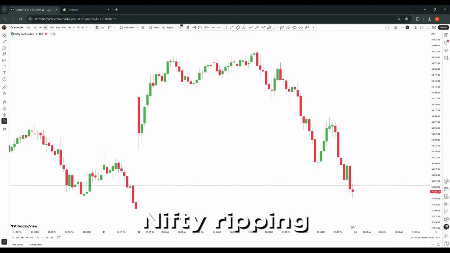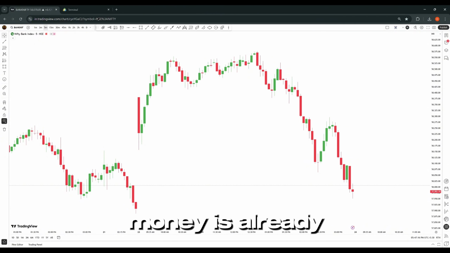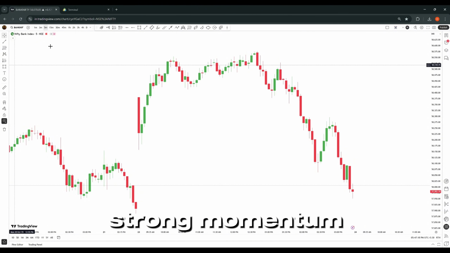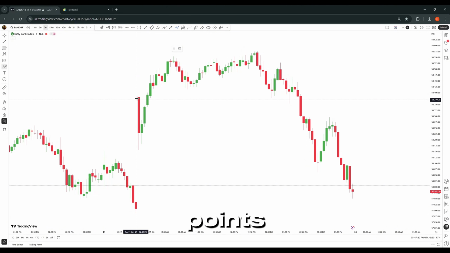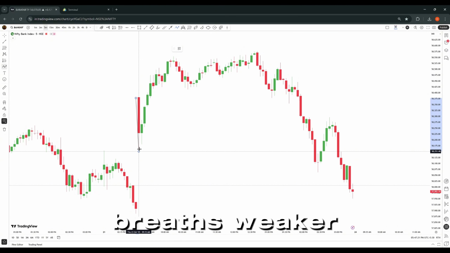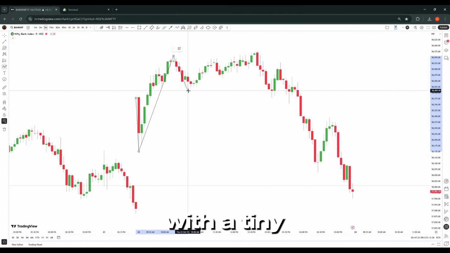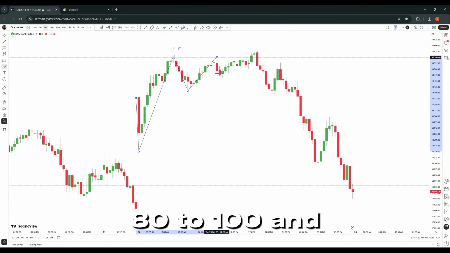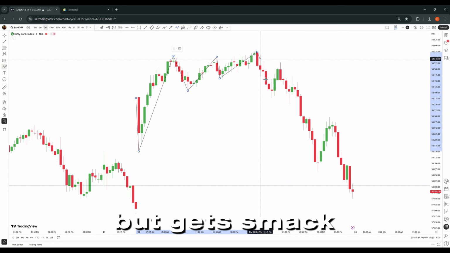Picture Bank Nifty ripping up 300 points post-open. Retail jumps in, but smart money's already selling. Here's how it works. After strong momentum, say 3 big green candles pushing 200 to 300 points, watch for breaths, weaker candles signaling exhaustion. The first breath: a candle with a tiny body, 20 points versus prior 80 to 100, and a rejection wick up top. Price spikes but gets smacked down.